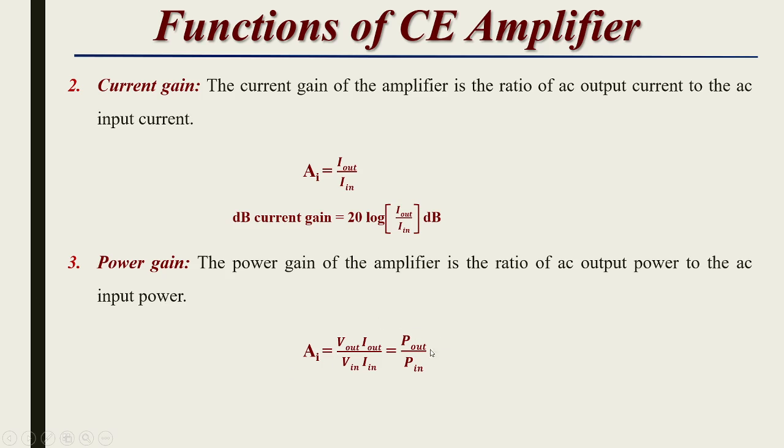We know that power is the product of voltage and current. So Pout can be defined as Vout into Iout, and Pin is defined as input voltage into input current, and we can represent the power gain in decibels as 10 log to the base 10 of Pout upon Pin.